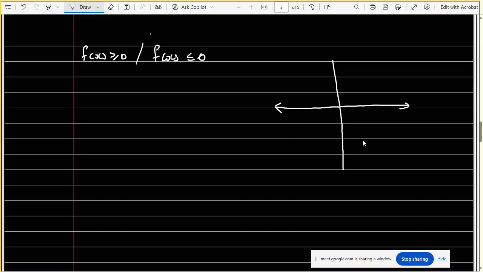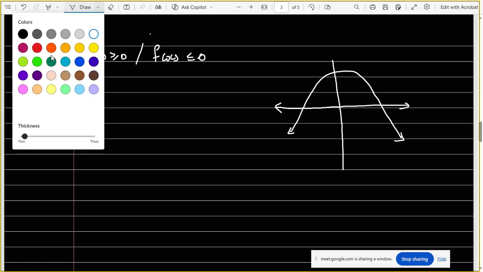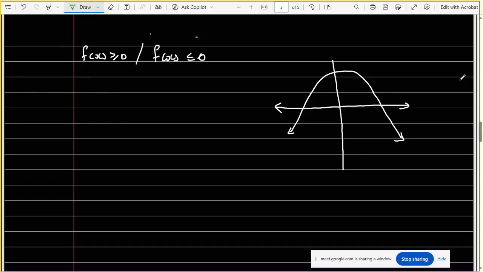Okay, so now let's say that you have the graph that looks like this. On this graph, I'm just going to write down the values there. Let's say this is -4. This is 1.